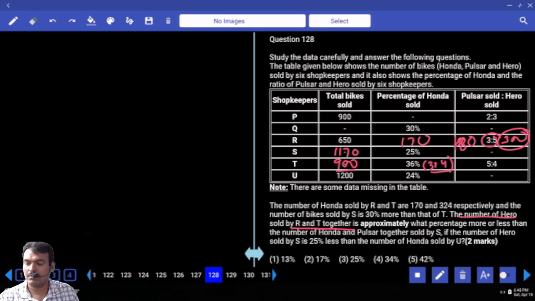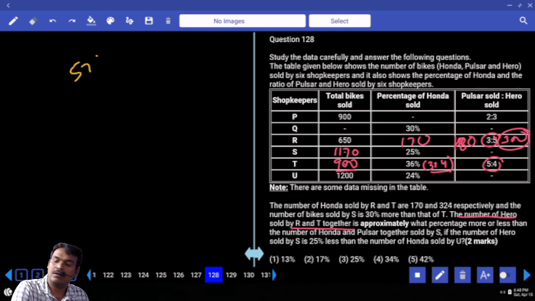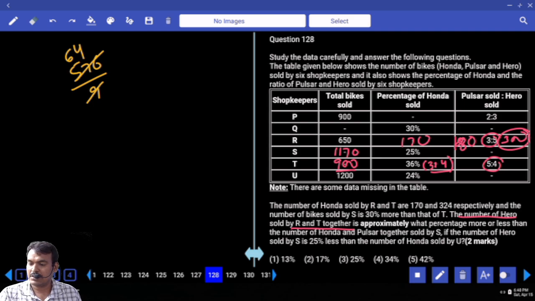What is the remaining value? 576. That 576 represents how many parts? 9 parts. 9 4s are 36, 9 6s are 54. Every part is 64. 64 5s are how much? 320. Next 4 parts means it is 256. R and T Hero value 300 plus 256. How much? 556. Is what percent more or less than which one?